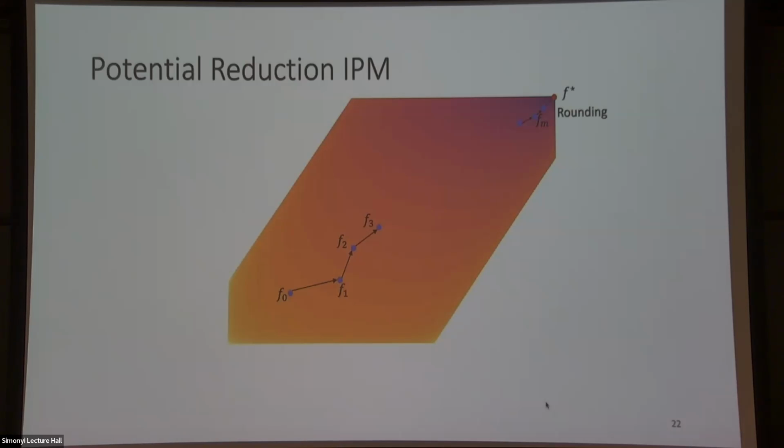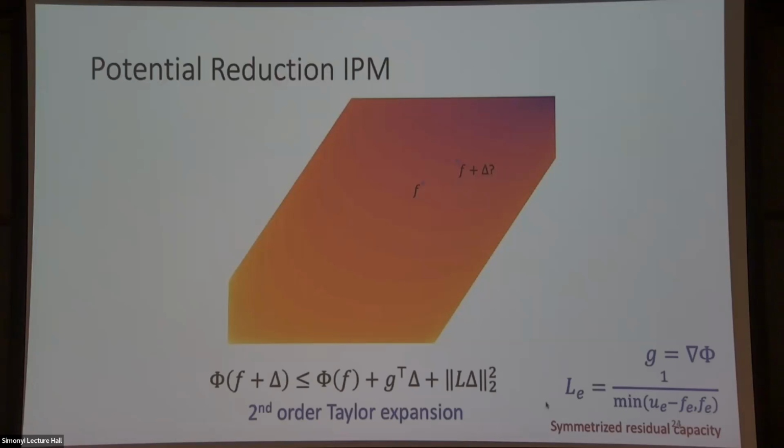How do you execute this? I give you a step. How do you actually find a good direction to make progress? Okay, so I'm at F, my current feasible flow. I want to move to F plus delta. This delta must be a circulation. It should not change your demands. F has the same net demand as F plus delta, so delta is not changing it. Okay, so Karmarkar proposed the following strategy. You take your potential function, phi.